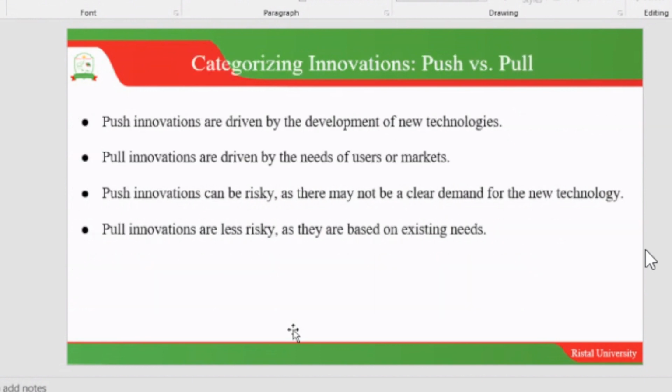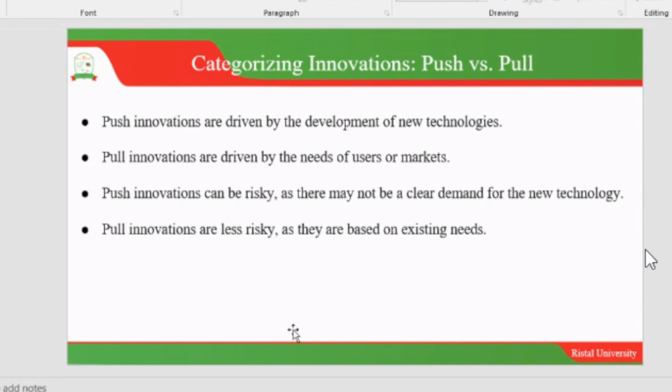So, when we talk about categorizing innovations into push and pull, we are saying that sometimes innovations are determined by the needs of the users. What is the population in need of? Okay, is it a vaccine? Is it a hospital? Is it a pharmacy? So when an innovation is driven by the needs of the population or the user, or what is in the market, then it will be called a pull innovation.